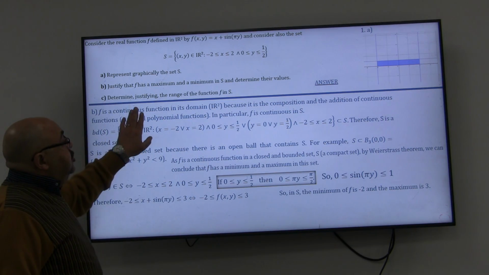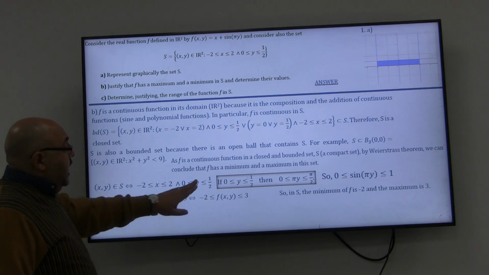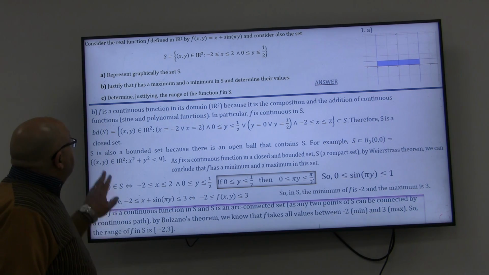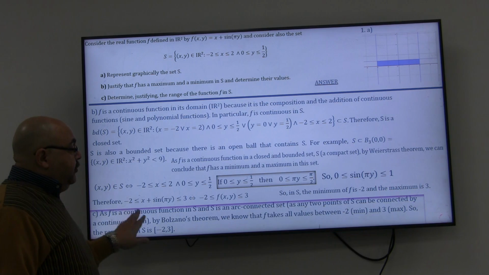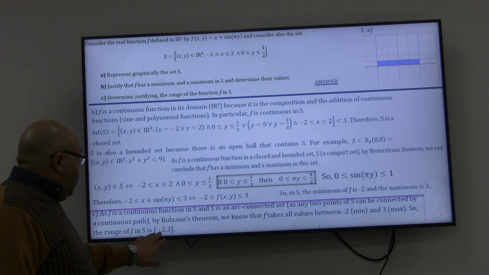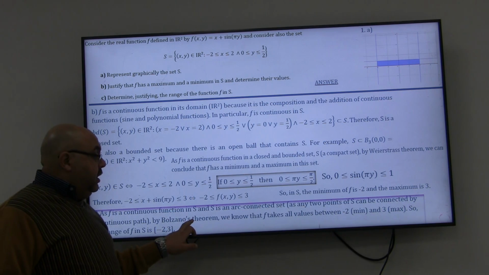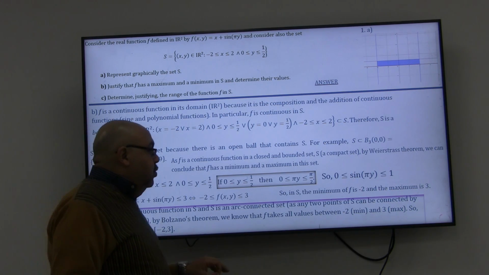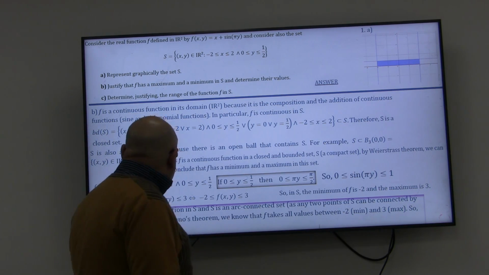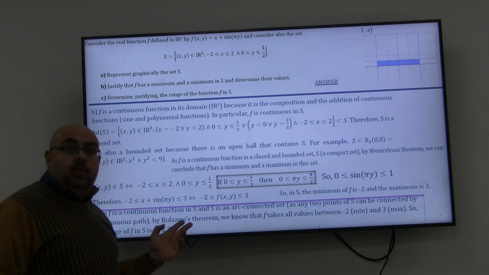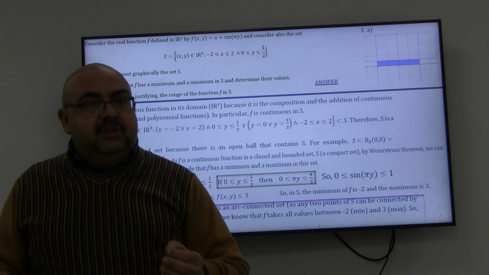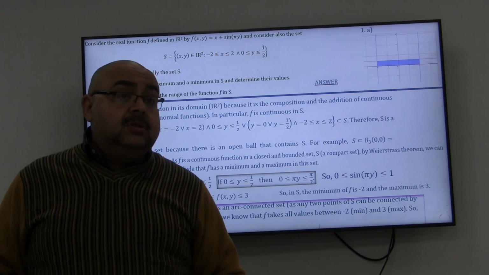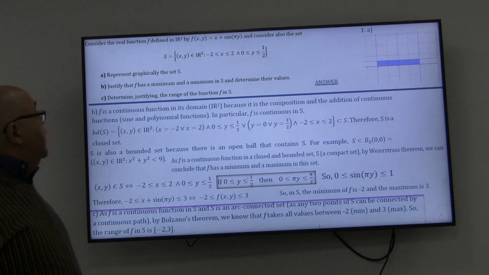Determine, justify the range of the function. We already did, and we already have the comment. In C, the range, of course, is running from negative 2 up to positive 3, and according to Bolzano's theorem, any value between the minimum and the maximum belongs to this set, where C is between the inputs of this function. That's Bolzano's theory, as you can see.